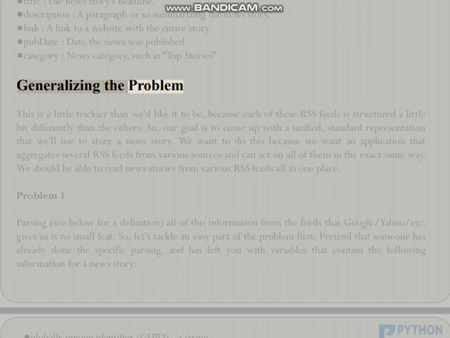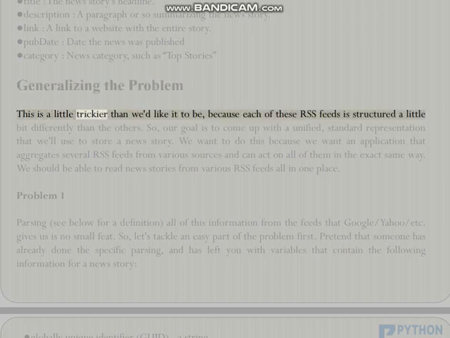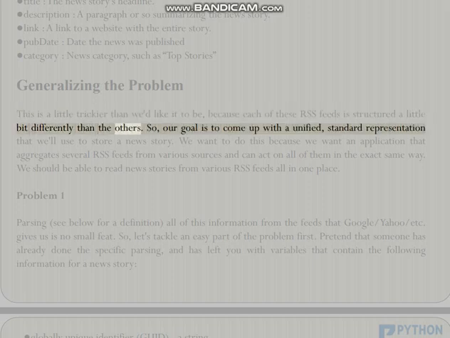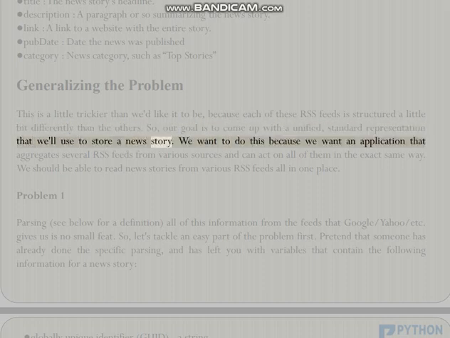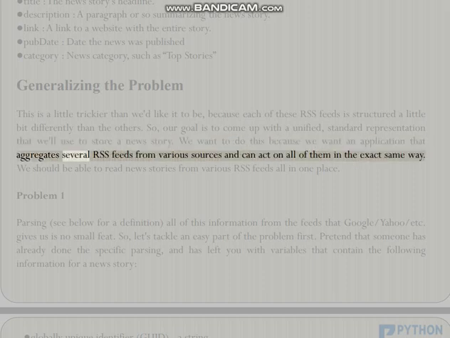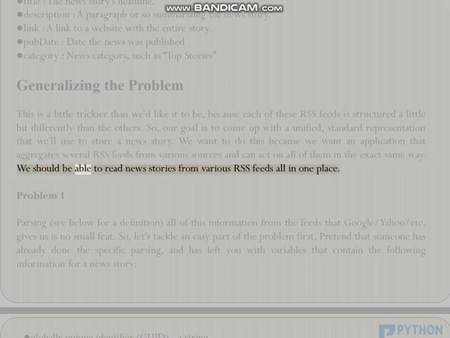Generalizing the problem. This is a little trickier than we'd like it to be, because each of these RSS feeds is structured a little bit differently than the others. So, our goal is to come up with a unified, standard representation that we'll use to store a news story. We want to do this because we want an application that aggregates several RSS feeds from various sources and can act on all of them in the exact same way. We should be able to read news stories from various RSS feeds all in one place.